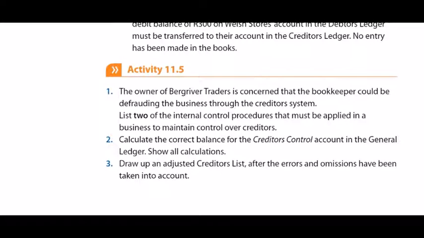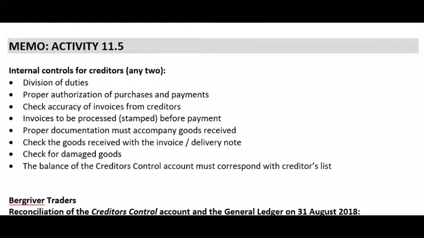In activity 11.5, it says the owner of Berg River Traders is concerned that the bookkeeper could be defrauding the business through the creditors system. List 2 of the internal control procedures that must be applied in a business to maintain control over creditors. So let's quickly go to that. You just had to list any of these 2 internal controls.